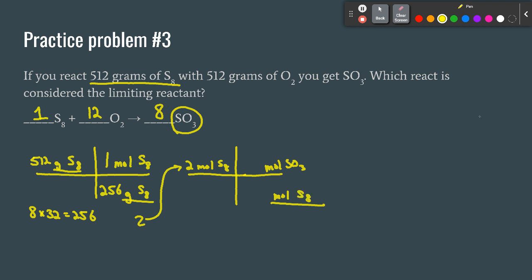We're going to use our balanced chemical reaction. So I have an 8 by my SO3 and a 1 beside my S8. 8 times 2 is 16 moles of SO3 would be produced if S8 is our limiting reactant.